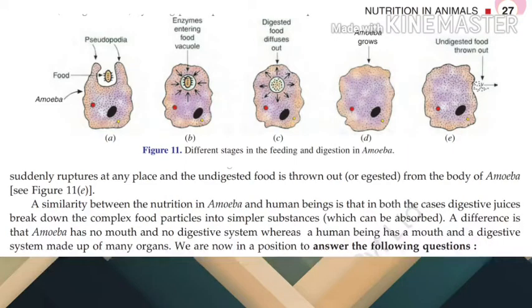And what is the difference? A difference is that amoeba has no mouth and no digestive system, whereas a human being has a mouth and a digestive system made up of many organs. So this is the difference. So here we complete the process of feeding and digestion in amoeba.